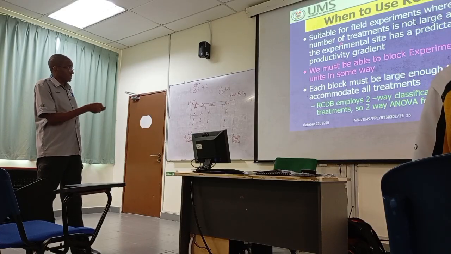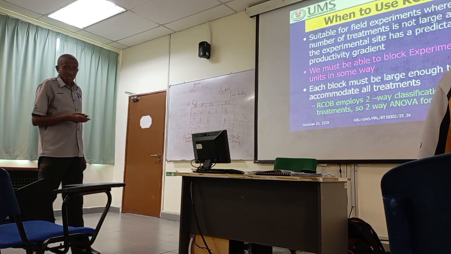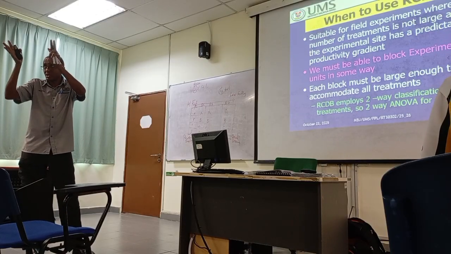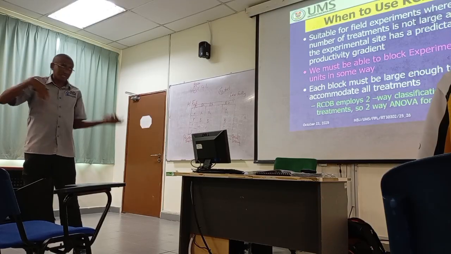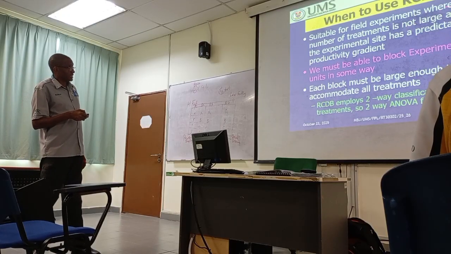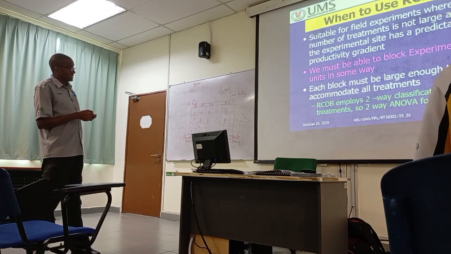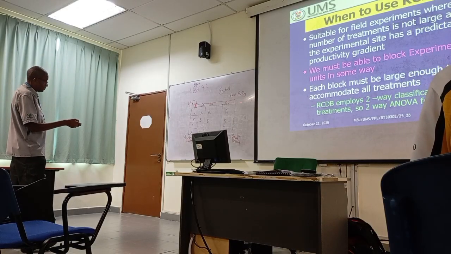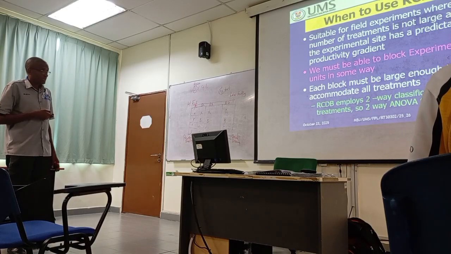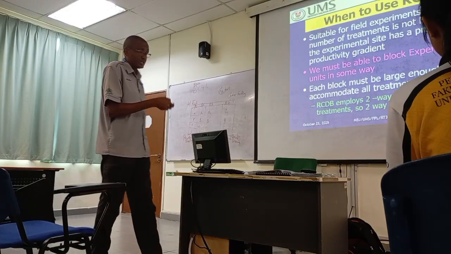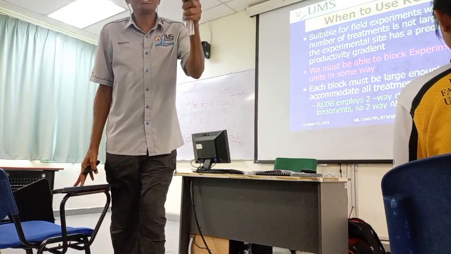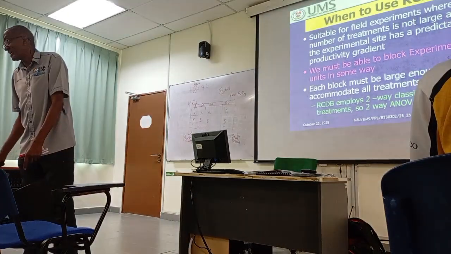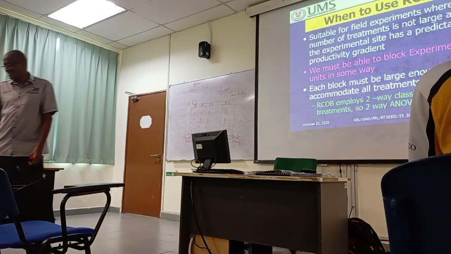Okay, when to use? It is suitable for field experiments. Usually we don't use this in the lab, unless of course you are working in a big lab, maybe one side got light, another side no light, one side is cold, another side is warm. So suitable for field experiments where the number of treatments is not large, and the experimental units show a predictable productivity gradient. We can predict here high, low fertility, poor drainage, good drainage. We must be able to block experimental units in some way. So you must know the reason why you block. Don't just block because you like to block. You must have a reason why you block.